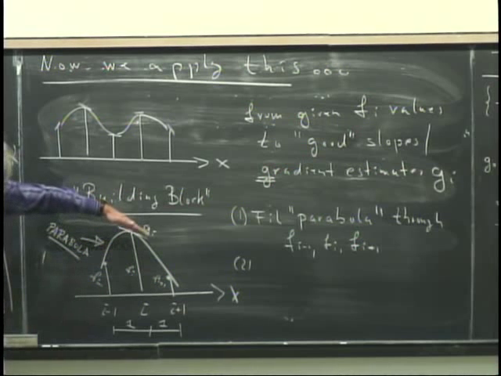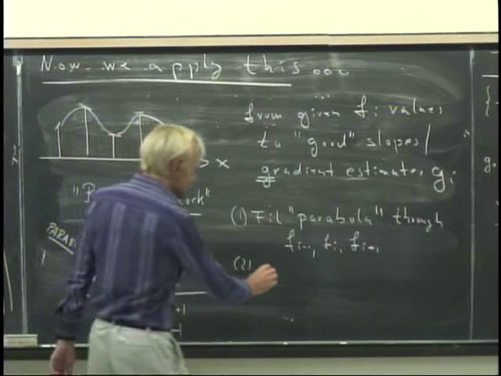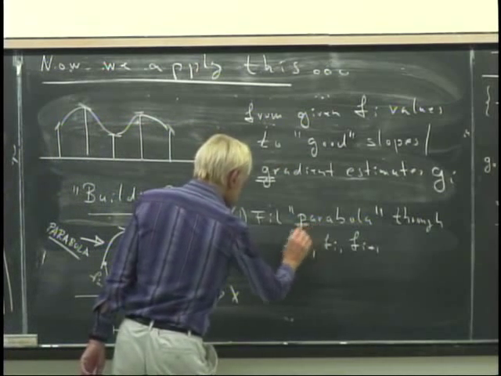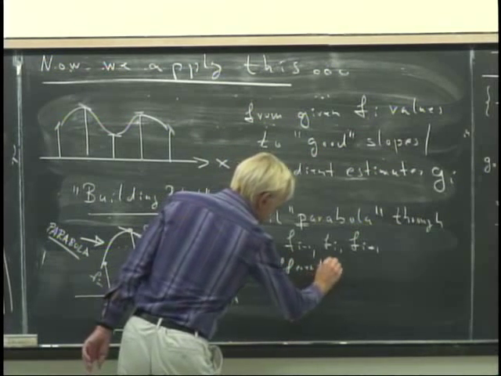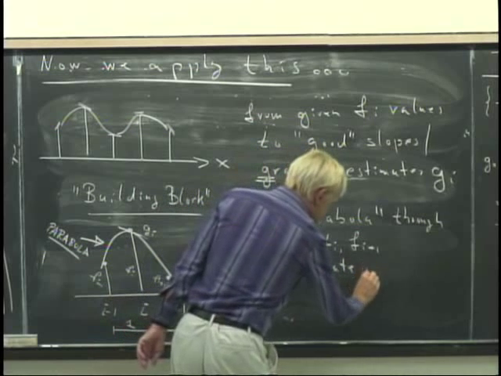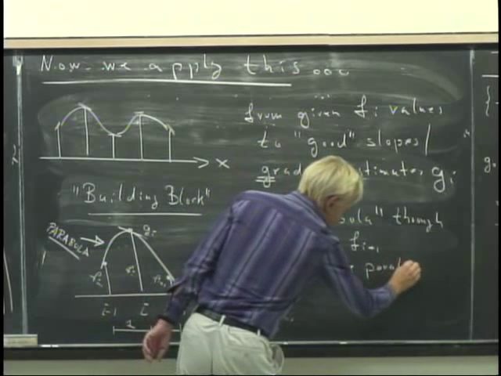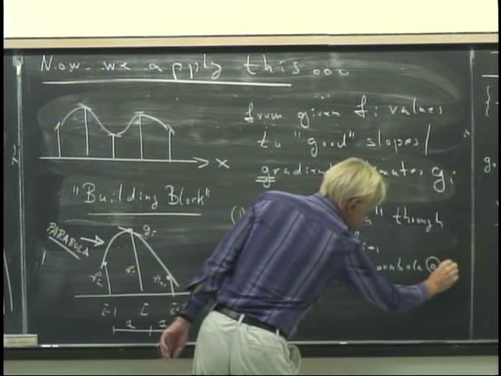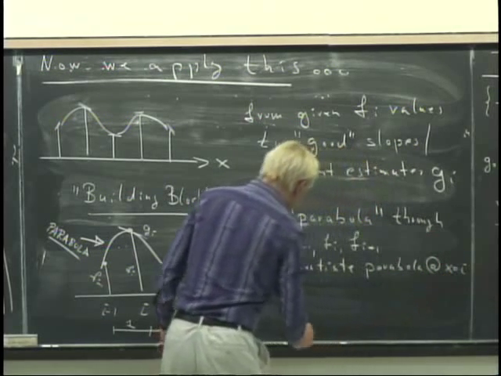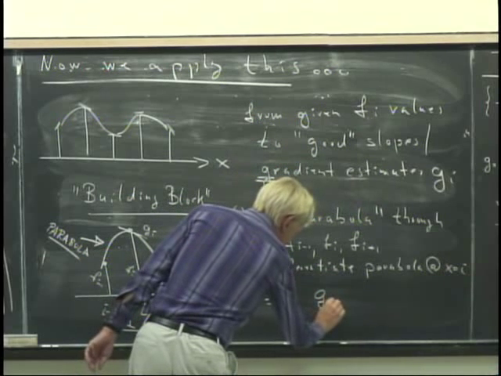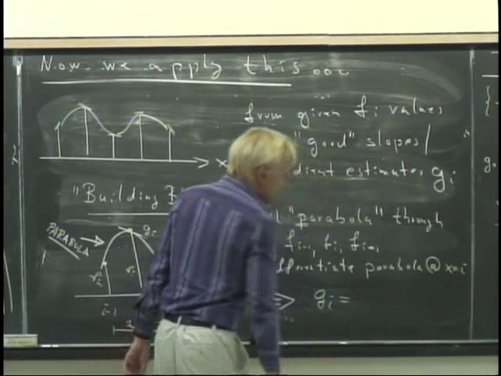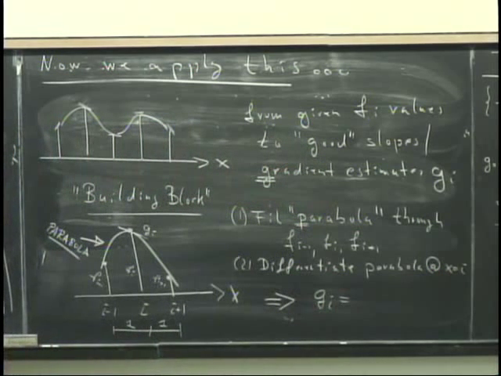And when I differentiate the parabola, I get a good estimate for this location I. Differentiate this parabola at location x equals I, and you get the derivative there, gi equals, and someone tell me what that is. You've seen it in graphics and visualization. This formula is again a universal formula.